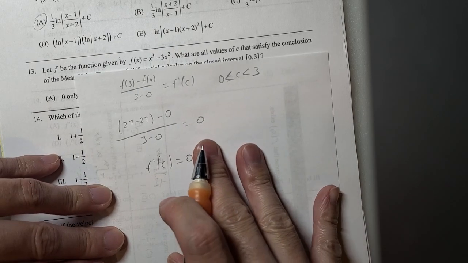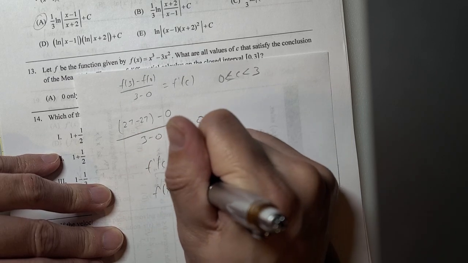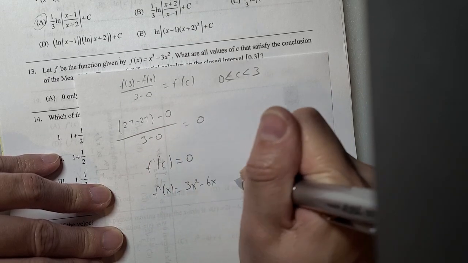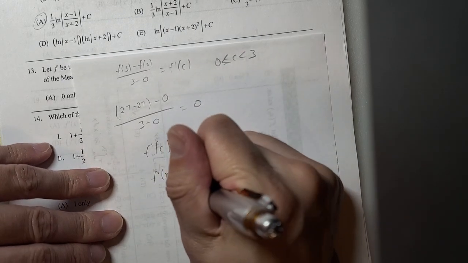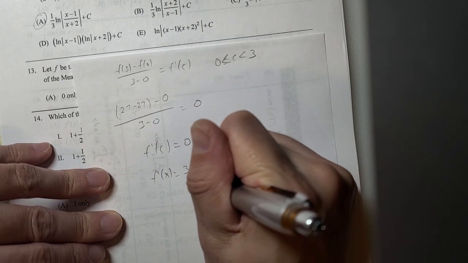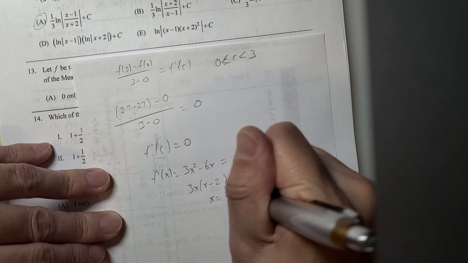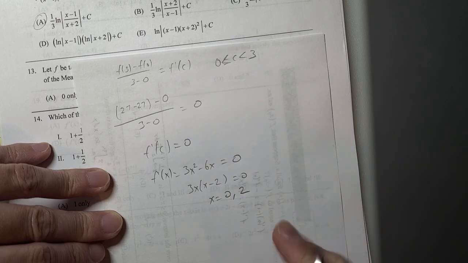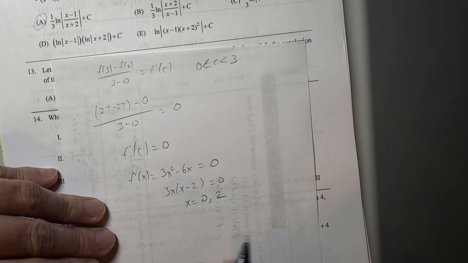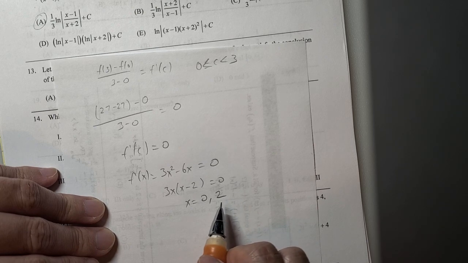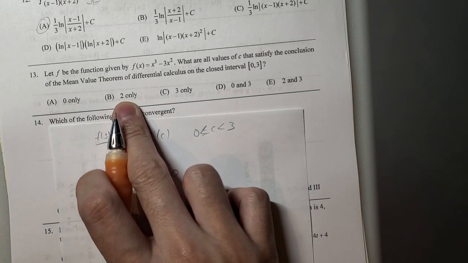So what is f′(c)? Well, f′(x) is just a power rule. It'll be 3x² − 6x. Okay, we set it equal to 0. Okay, so let's factor out 3x. So that would be 3x(x − 2). So x is equal to 0 and 2. Okay, as I said, it shouldn't include the endpoint. So x is 2, or c is 2 for that.